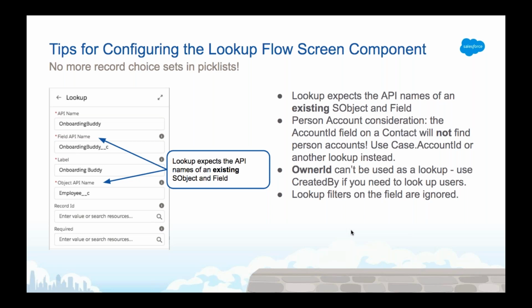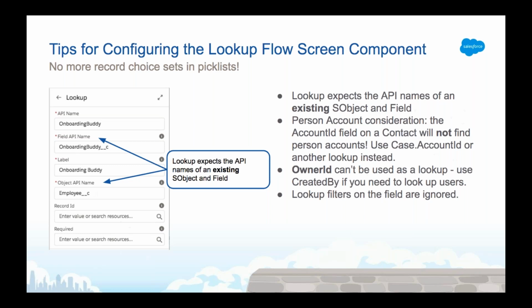And the last thing that's kind of a gotcha is that lookup filters on the field are ignored. We thought we would be able to get that, and we were really excited. And then it turns out that, long story short, in the Flow runtime we're actually using a different technology than the rest of the page. We can't get the object that we need to pass into it. We're going to look at that, and hopefully we'll fix it.